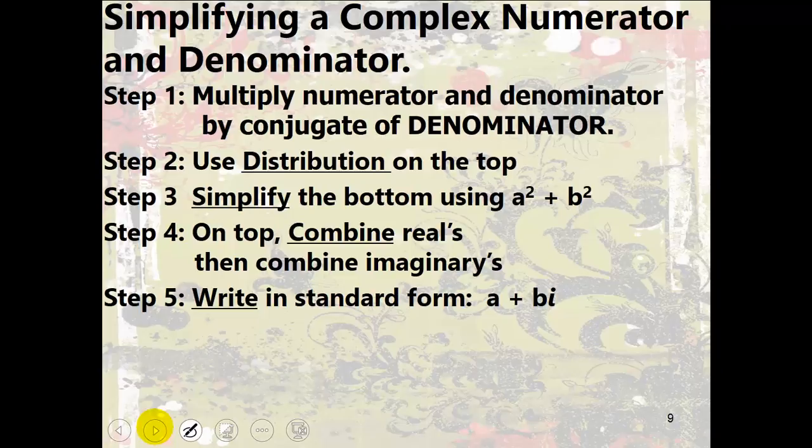Now, what we're going to do is simplify when there is both a complex numerator and a complex denominator. We're going to remember to multiply both the numerator and the denominator by the conjugate of the denominator and not the numerator. We're going to distribute in the numerator. We're going to simplify our conjugate in the denominator. We're going to combine where we need to, and then we're going to write in standard form.